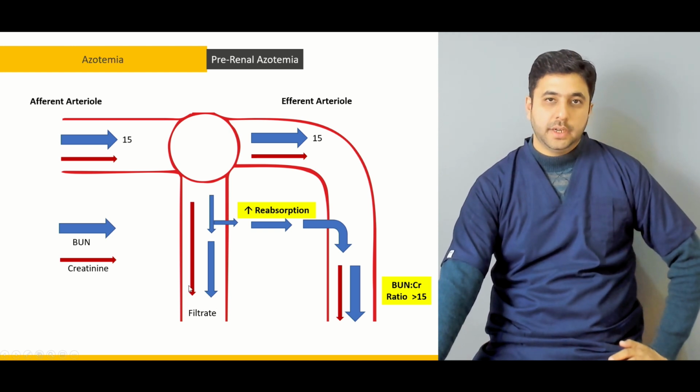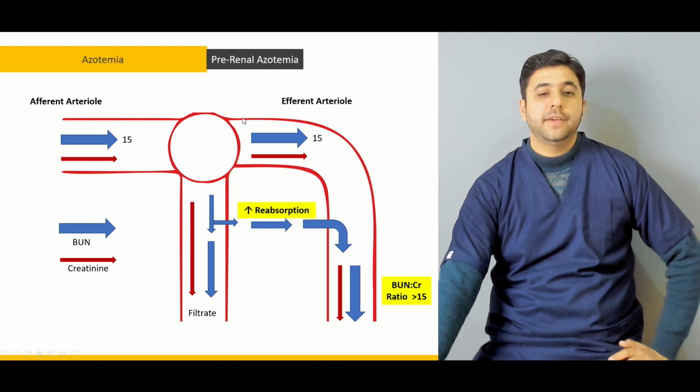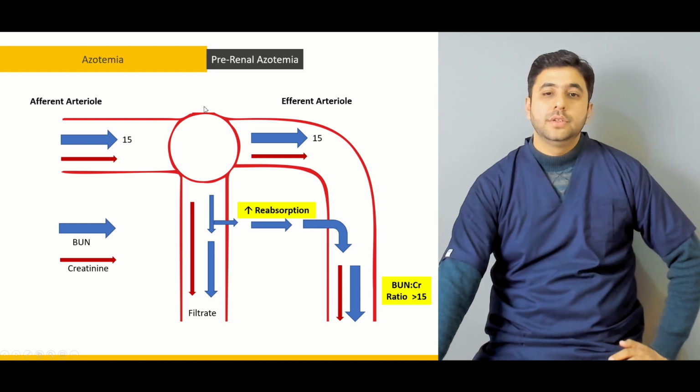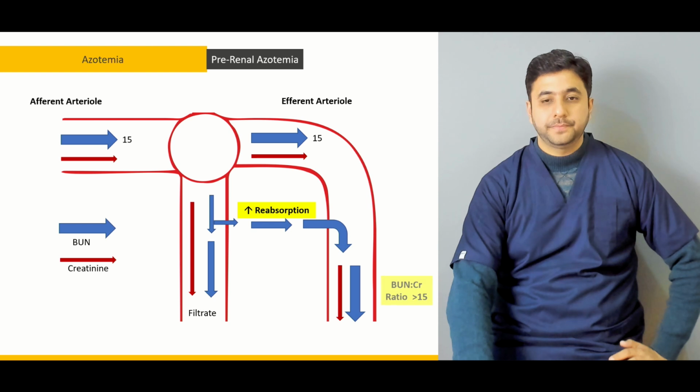The creatinine is not affected because it is freely filtered and then excreted, but urea, because of the decreased flow rate, which is in turn because of the decreased GFR, because of the decrease in prerenal volume, can eventually lead to an increase in the BUN and creatinine ratio greater than 15. So in prerenal azotemia, the BUN creatinine ratio generally increases greater than 15.